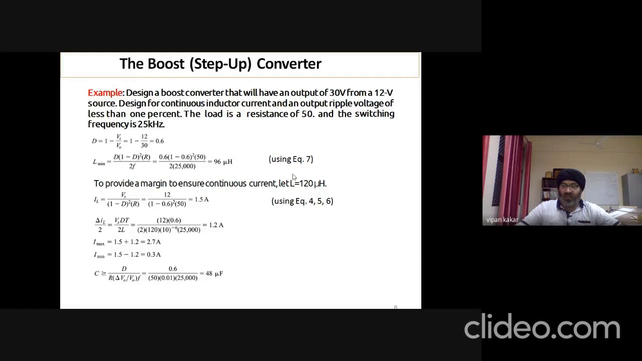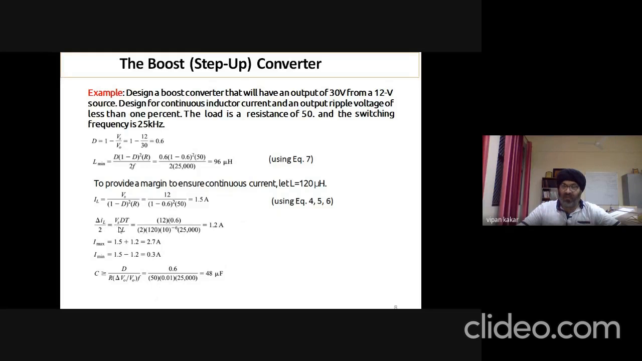So this is when we assumed L greater than 96 microhenry. We saw that this is the minimum value of inductance. So the inductor has to be chosen above this 96 microhenry using equation 7, because this is the minimum value after calculation. So it has to be higher than this. We have assumed 120 microhenry. If we assume 100 microhenry, which is again above this minimum value, these values will change. IL will change, and all these values will change.